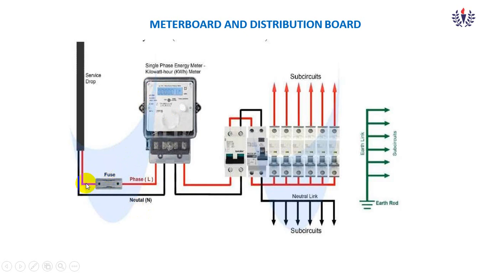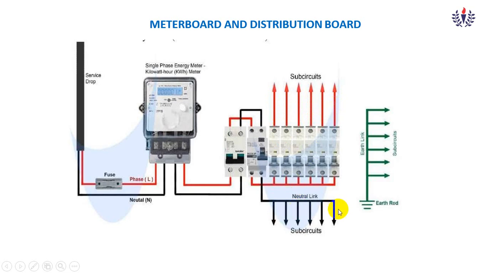The meter board will be along with the fuse and the energy meter, single phase energy meter or kilowatt hour meter. Then this will be the distribution board. In the distribution board, from the main MCB, it is connected to individual MCBs. I think these MCBs may go for the kitchen, having the lighting load and sometimes the geysers. This will go for the bathroom, controlling the geysers. This may be for bedroom 1 and bedroom 2, this for the hall, and this for the lobbies.